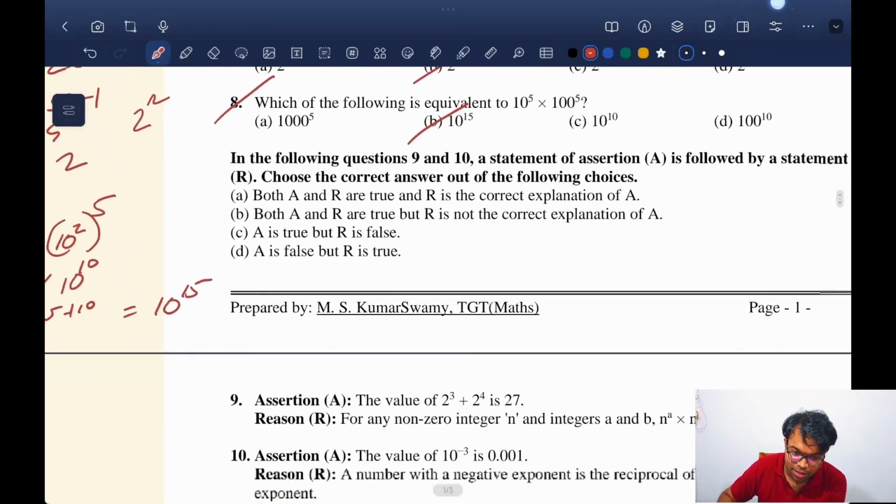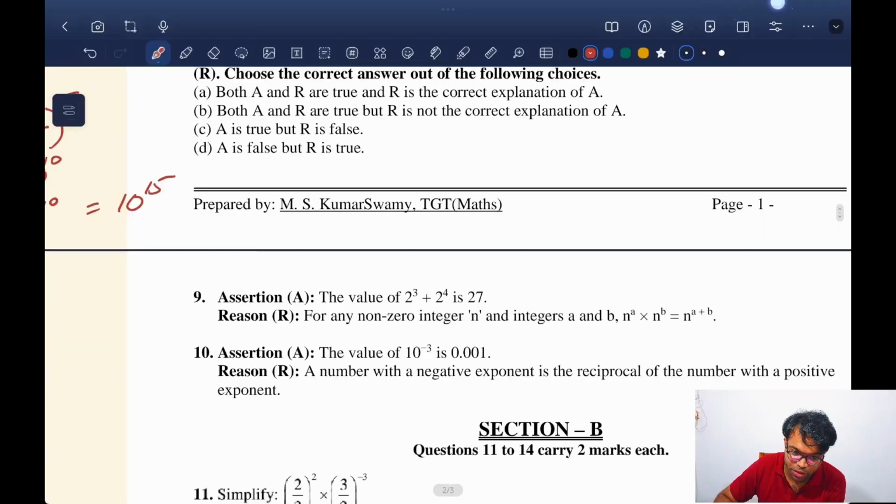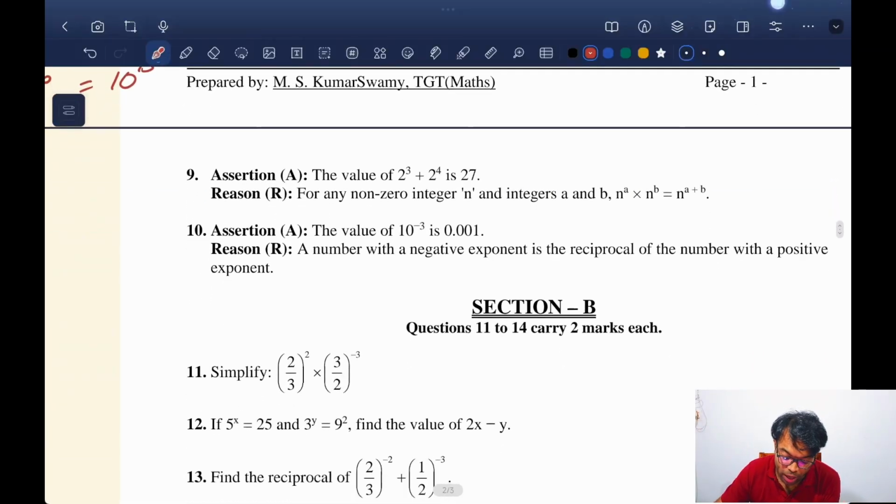So next आता है हमारा association reasoning based question. ठीक है. So association में क्या पूछा है? The value of 2 cubed plus 2 to the power 4 is 27. Okay. For any non-zero integer n and integer a and b, n to the power a multiplied by n to the power b is equal to n to the power a plus b. Is it correct or not?